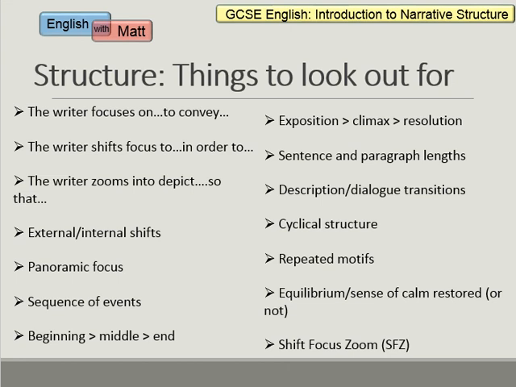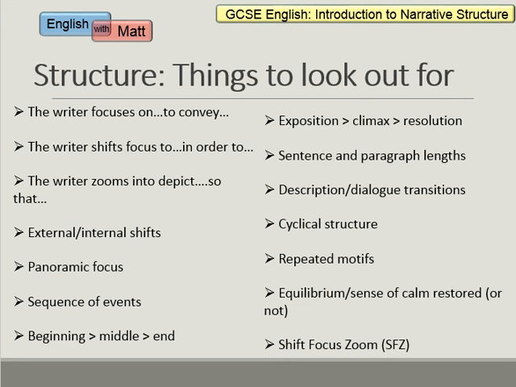So if we think about the murder mystery idea again, if you are going to zoom into a knife with blood on it, that would suggest that that knife is important to the plot. Maybe it's the murder weapon. So a writer will often zoom in onto things that are important. Again, we've got to think about why.